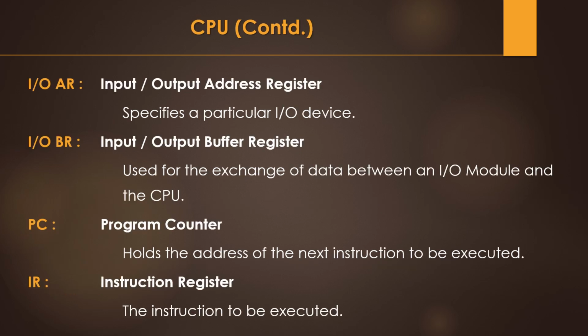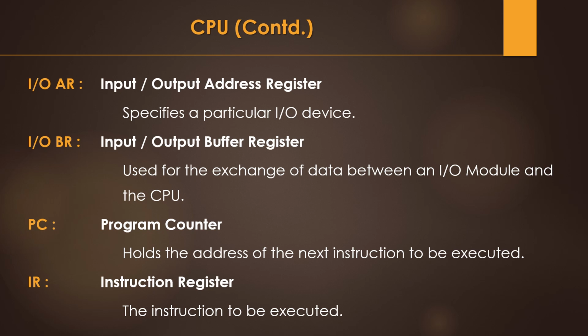Input and output address register. This register specifies a particular I/O device. So this specifies which input or output devices are communicating with the CPU or the memory. Next, the input output buffer register. Buffers are usually used to exchange the data between an input output module and the CPU. So this buffer register stores the data, and is used to exchange the data between an I/O module and the CPU.